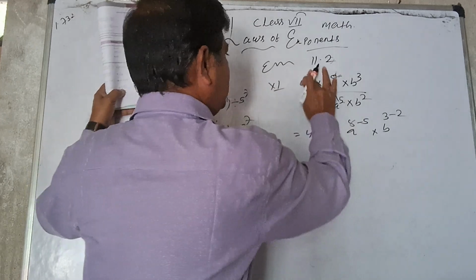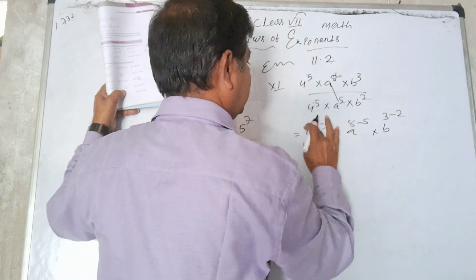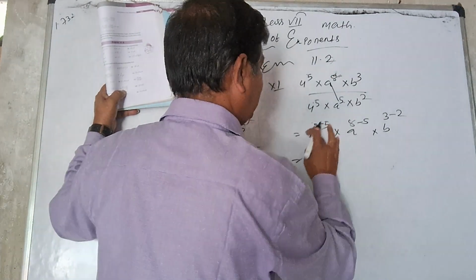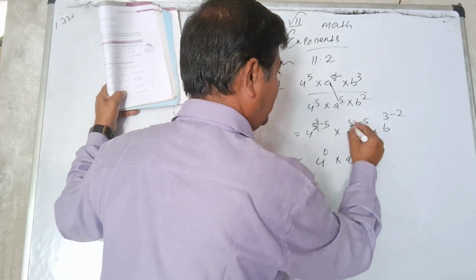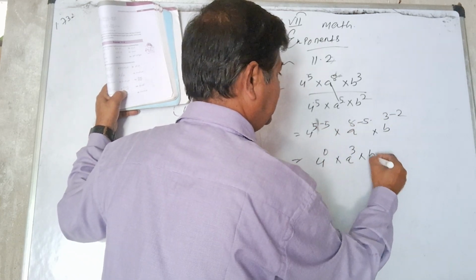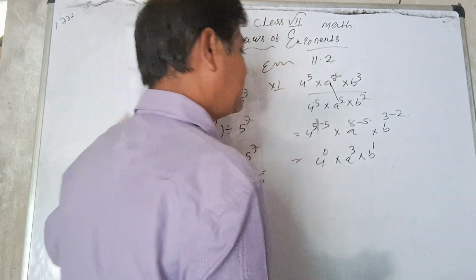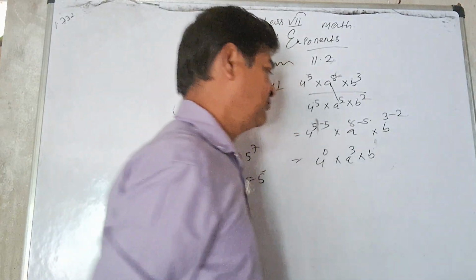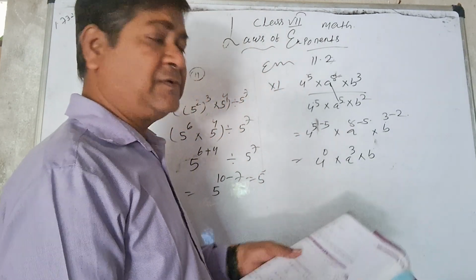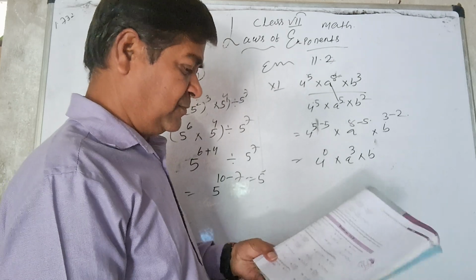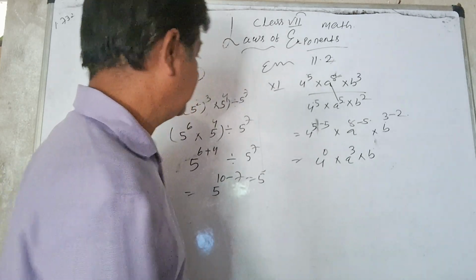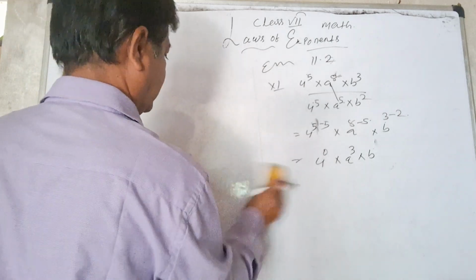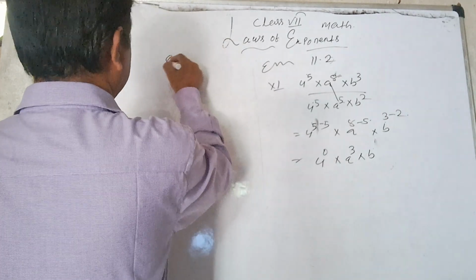4 to the power 3 minus 5 will be 4 to the power 0... into a to the power 8 minus 5, which is 3, into b to the power 3 minus 2, which is 1, or you can write only b as your answer. In this way you will be able to do your question number 2. Now question number 3.